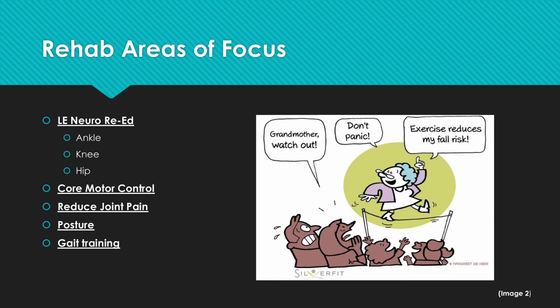When an elderly patient comes into our facility looking for rehabilitation after a fall or for general balance issues, we tend to focus on 5 key areas. The first intervention we typically incorporate into this patient's plan of care is lower extremity neuroreeducation for the ankle, hip, and knee. We also focus on strengthening these areas so that a patient is able to produce the appropriate postural strategies, which we will look at later.